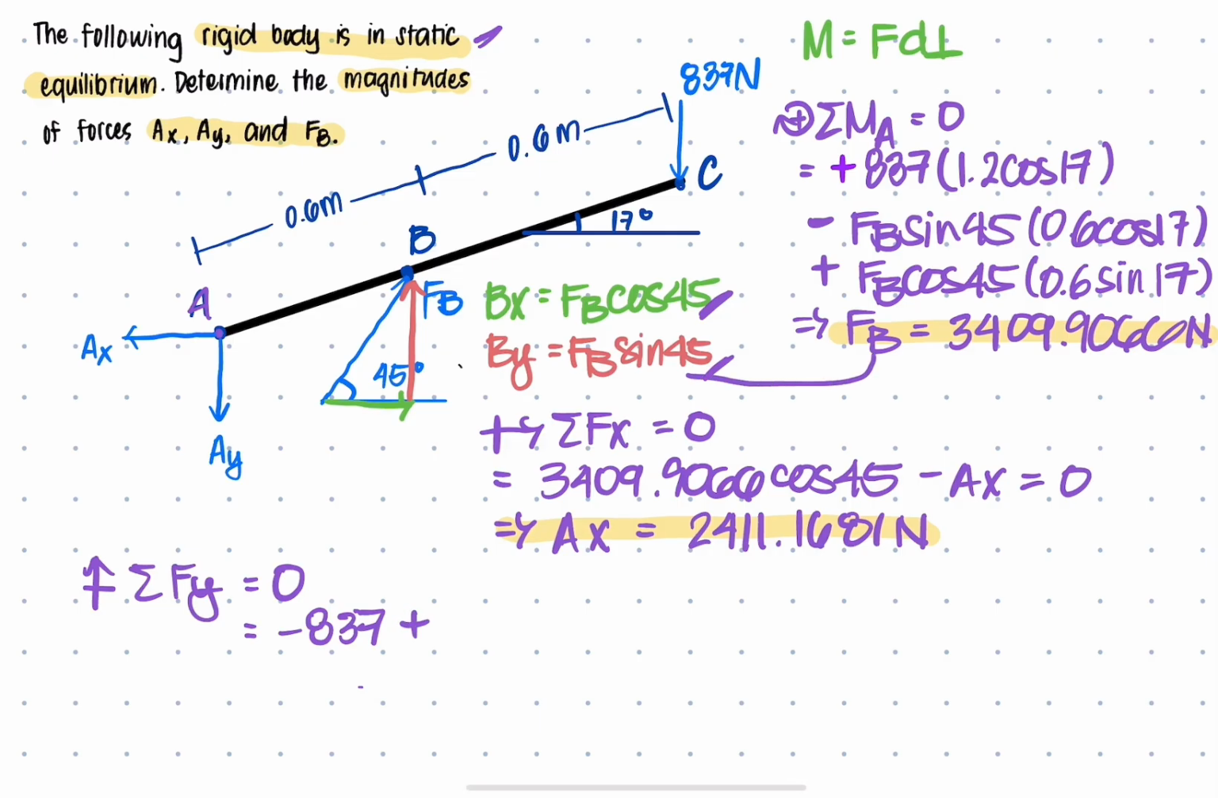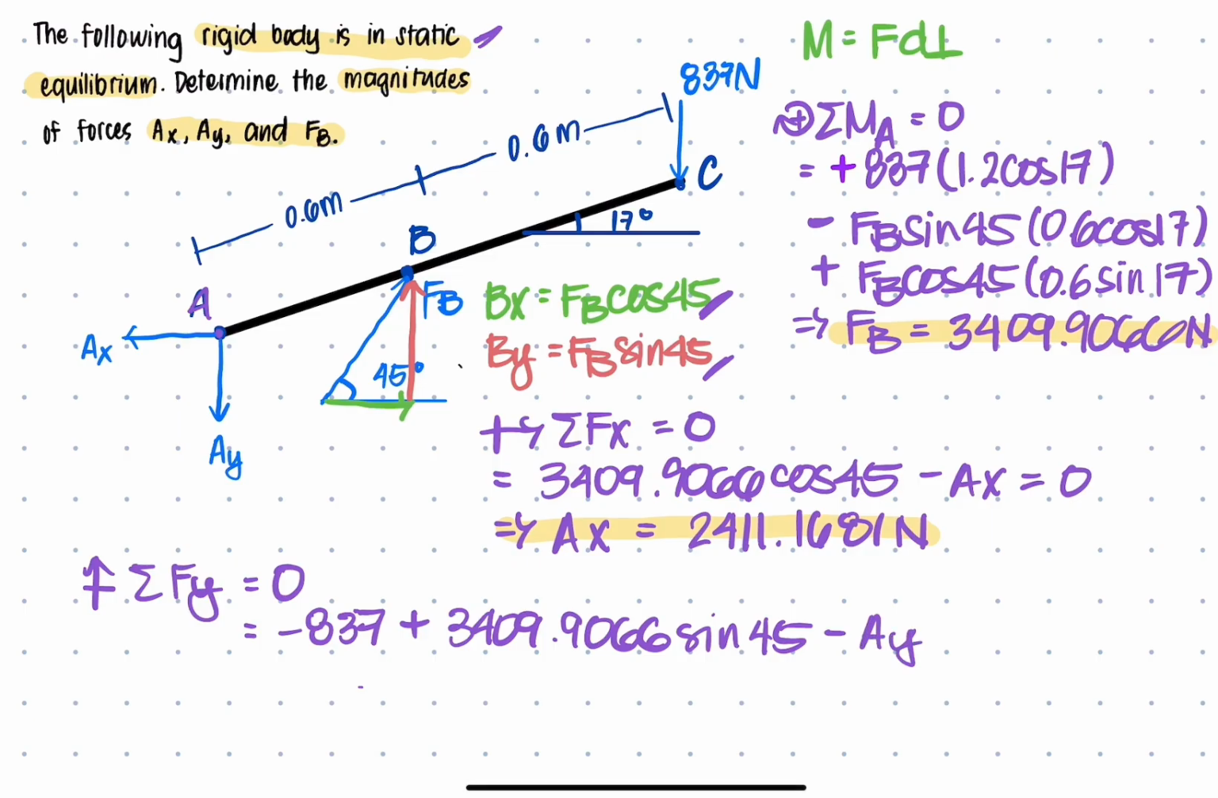Insert ulit natin si FB dito. So ang magiging itsura niyan, 3409.9066, ay, sorry, walang newtons, sine 45. And then lastly, si AY, pababa. So susulat natin siya as minus AY. And if you solve for this, ang makukuha natin dito ay AY is equal to 1574.1681 newtons.